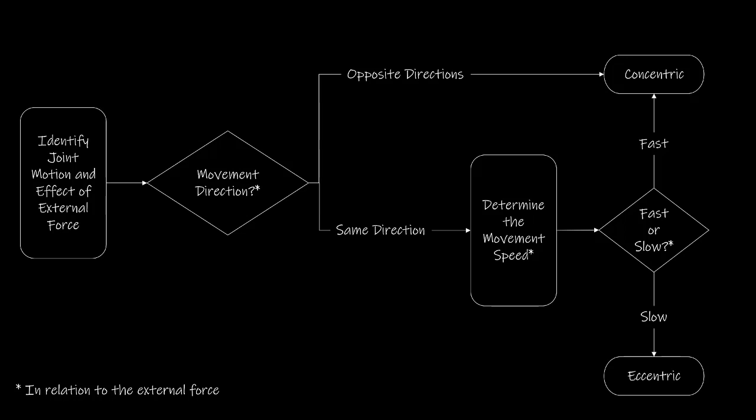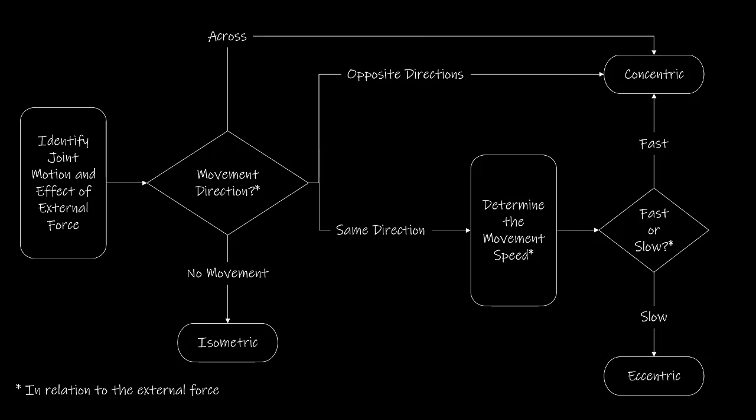Now we have to ask ourselves what would happen if we had no movement at all. In such instances, we would have an isometric MTC action. Finally, the joint movement could be across the external resistance. In other words, they're occurring in different planes. In such cases, the MTC action would be concentric.